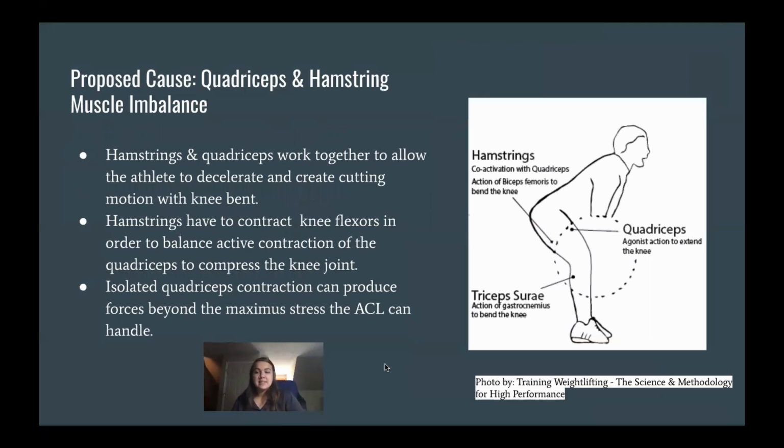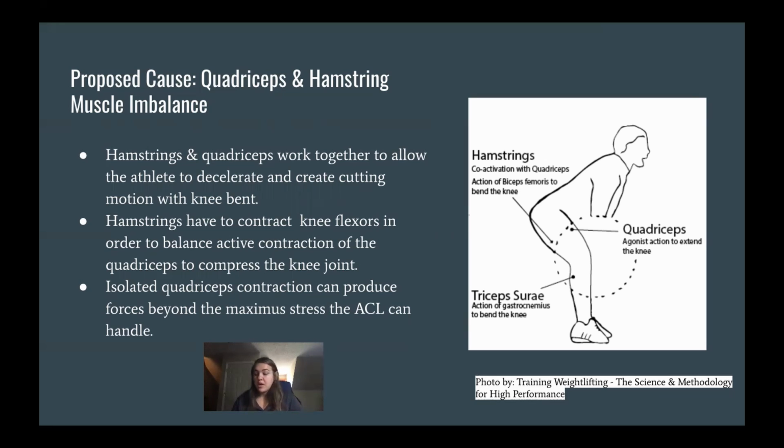Okay, so my last slide is just a proposed cause. There's actually a lot of research being done about this now. It's quadriceps and hamstring muscle imbalance, and I thought it was important to note. Your hamstrings and your quadriceps work together to allow you to bend your knee and to slow down. Your hamstrings, as knee flexors, have to contract in order to balance the contraction of your quadriceps that compress your knee joint.